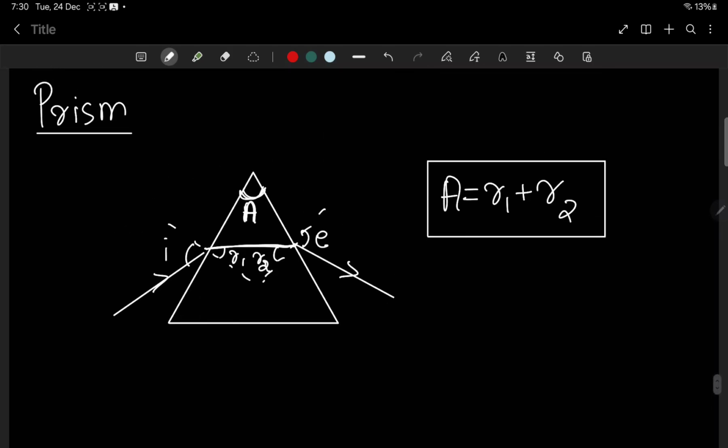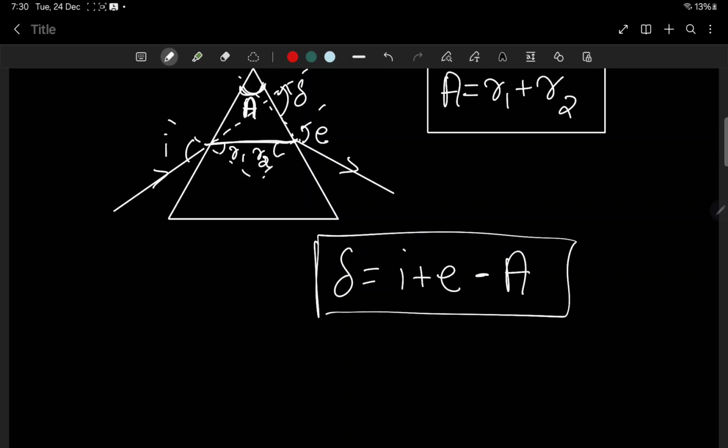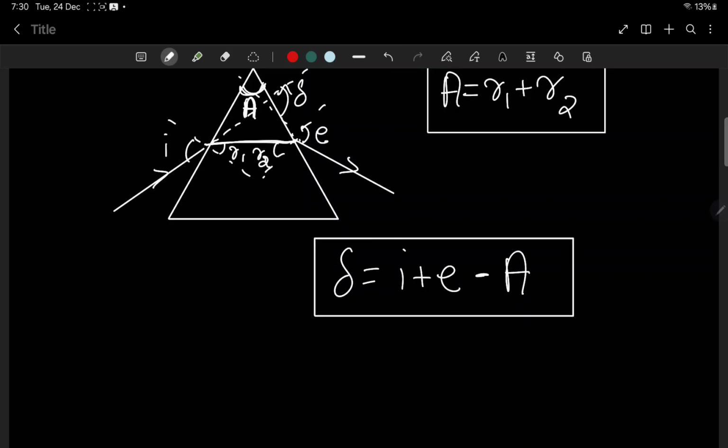And there is a deviation for this incident ray from the emergent ray. That is this deviation. This deviation is found to be I plus E minus A, that is incident angle plus emergent angle minus angle of prism. And angle of prism A is R1 plus R2. Very important formula. These two formulas are most important in this chapter.